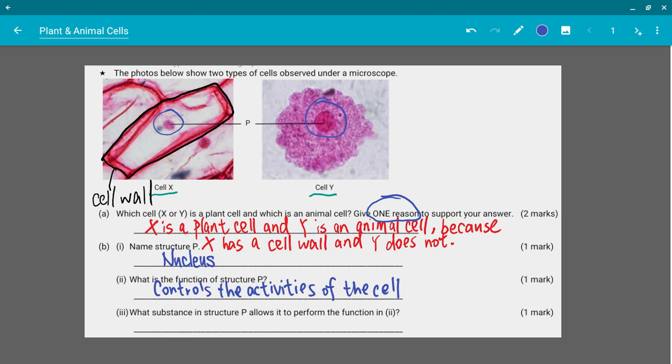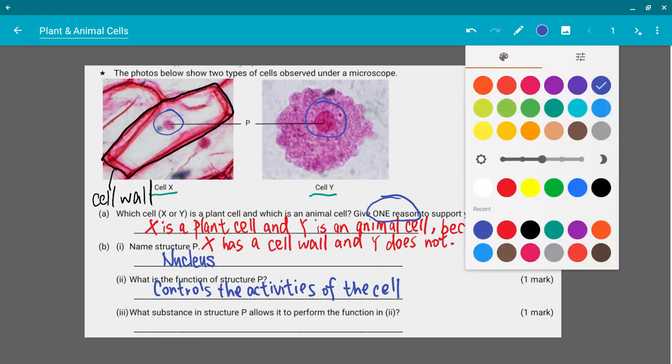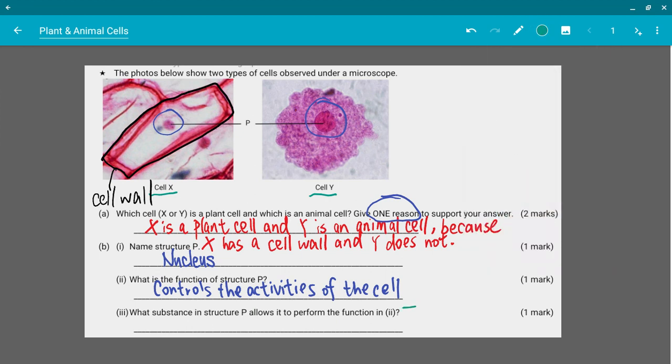Finally, question 3. What substance in structure P allows it to perform the function that I've stated in question 2? So, what substance allows the nucleus to perform this function of controlling the activities of the cell? There's a very special name for it. What do we call it? Yes, the substance is called DNA.